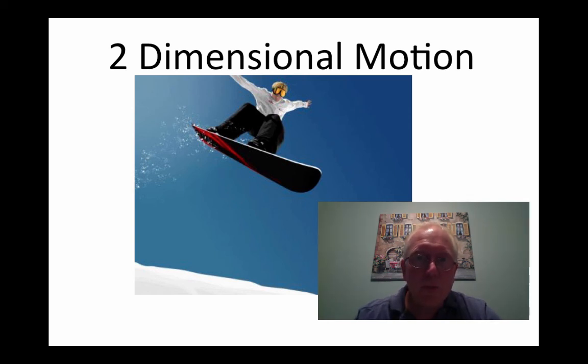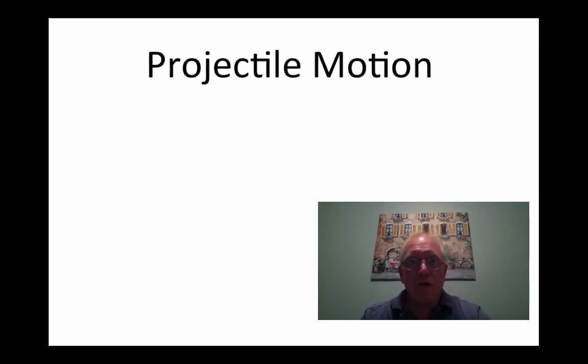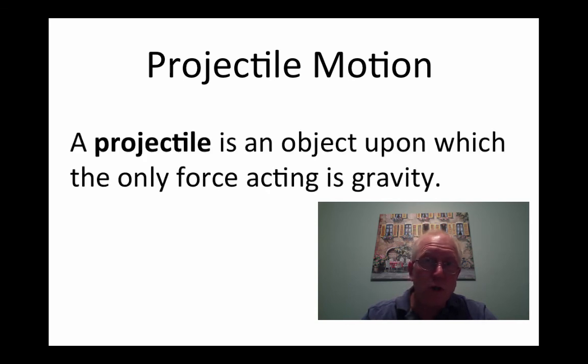There's a pretty good example there, two-dimensional motion. Probably more three-dimensional motion with the snowboarder flying through the air, but we'll limit ourselves here to two-dimensional motion. We'll make some other simplifying assumptions as we go along, and the introduction will include a particular type of two-dimensional motion, and that's projectile motion.